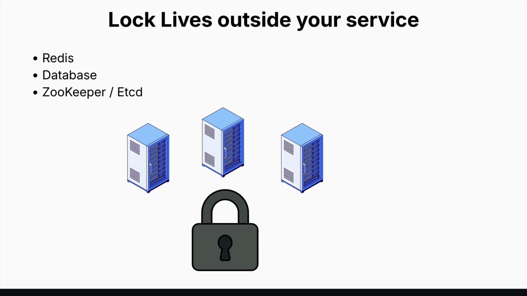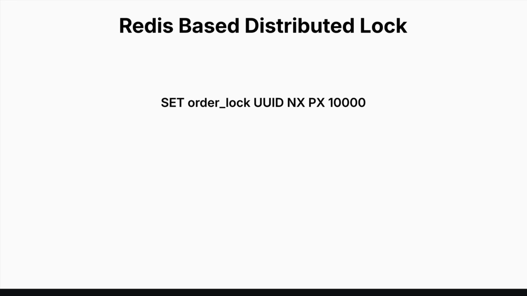Now, the most fundamental question is, where does this lock get stored? The key idea is that the lock is stored outside of the service. The external system is shared by all instances, common choices being Redis, Zookeeper, or a database. The most common and practical choice has been Redis. It's fast, it's in memory, and it's already used in most backend systems.